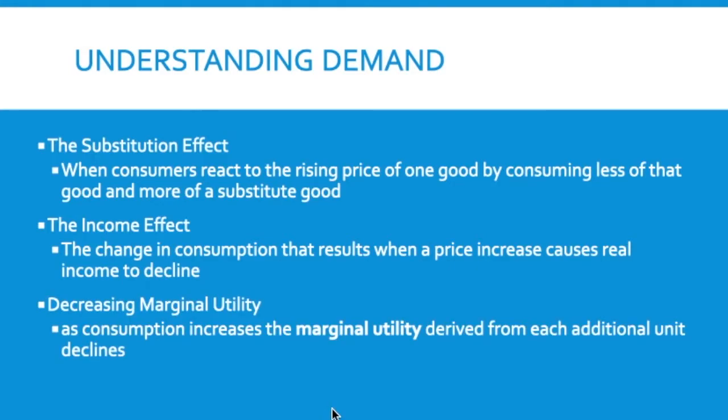The last idea behind understanding why this law of demand exists is decreasing marginal utility. Like it says, as consumption increases, the marginal utility derived from each additional unit declines. With marginal, you're always thinking per unit, as you increase or decrease by one unit of whatever it is you're producing or consuming. And utility is the usefulness. So as you buy more of something, as you consume more of something, you get less and less utility out of it, less usefulness out of it.